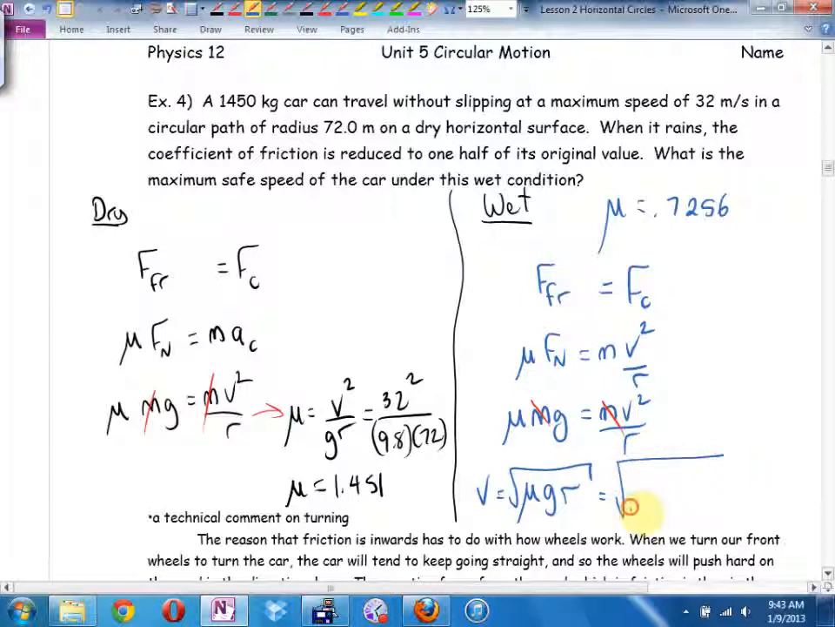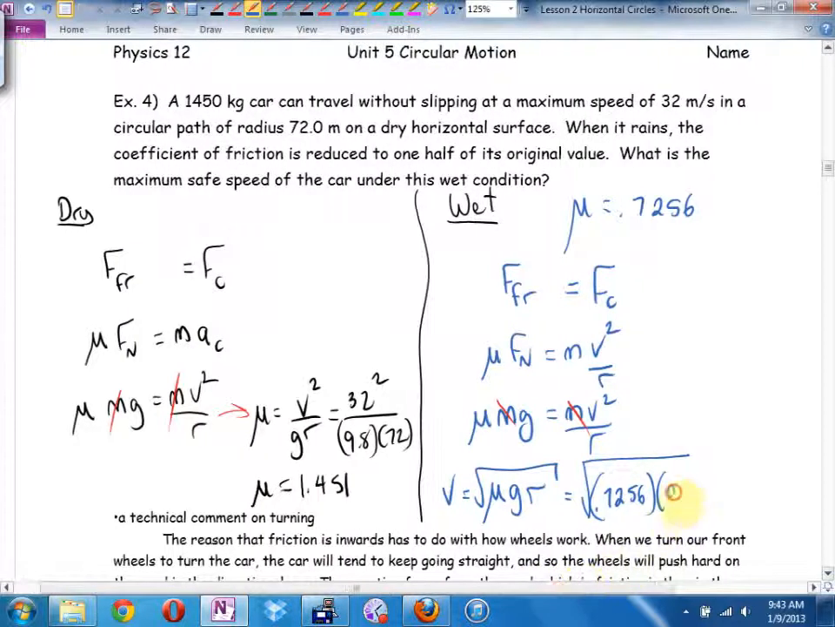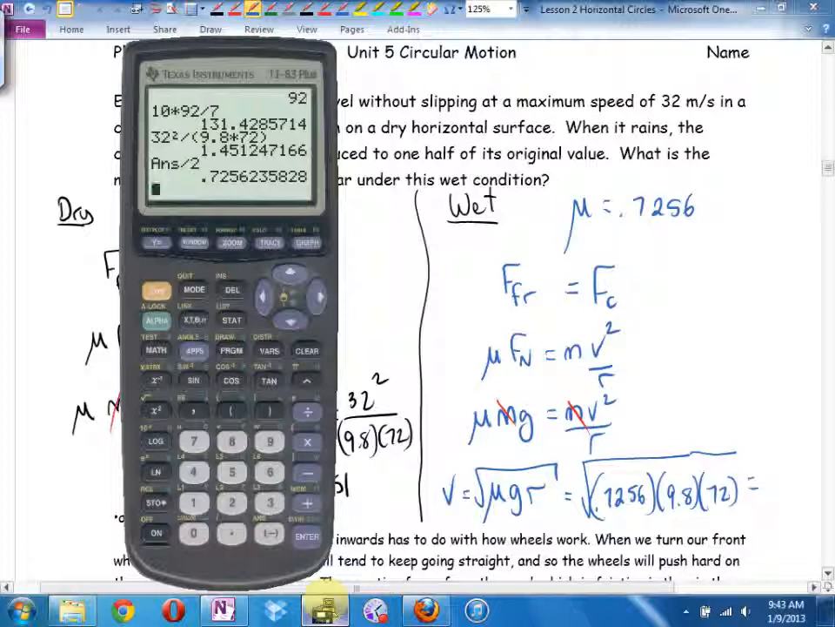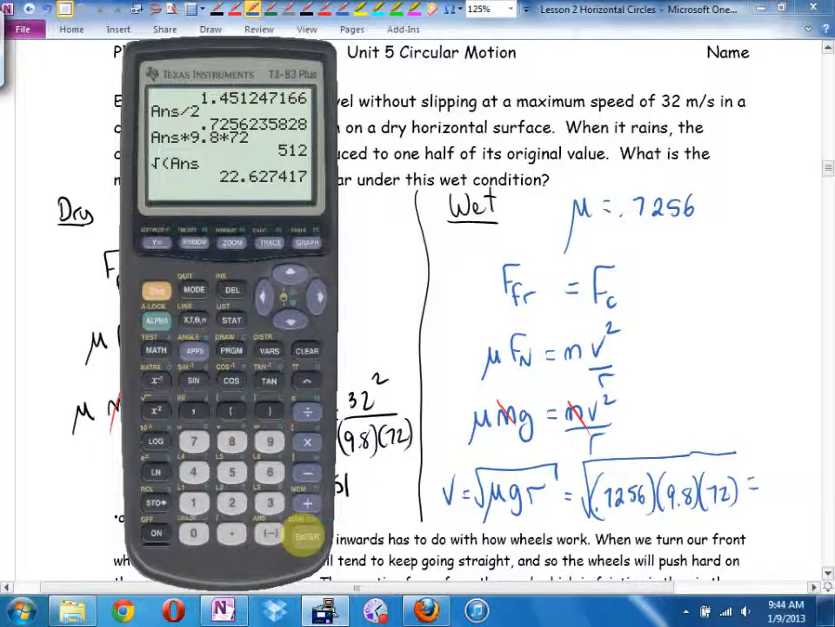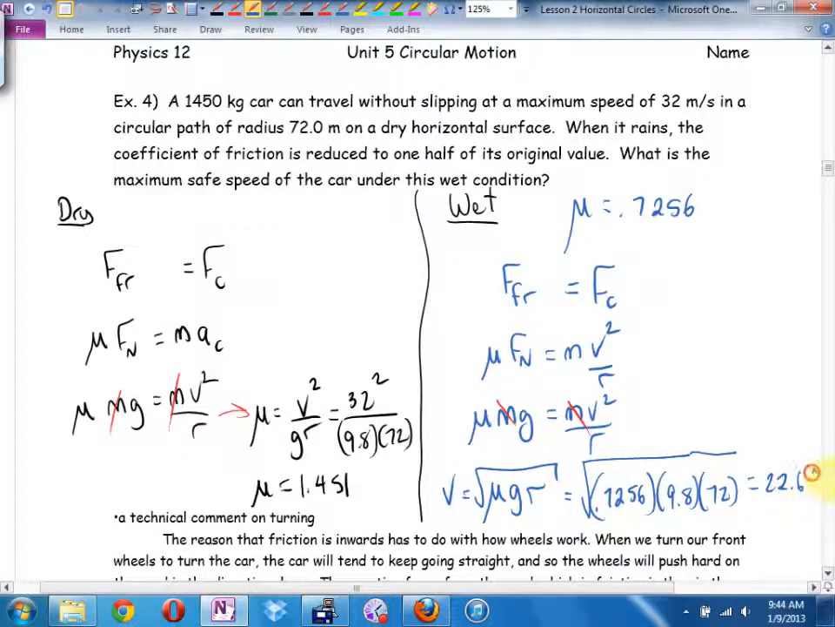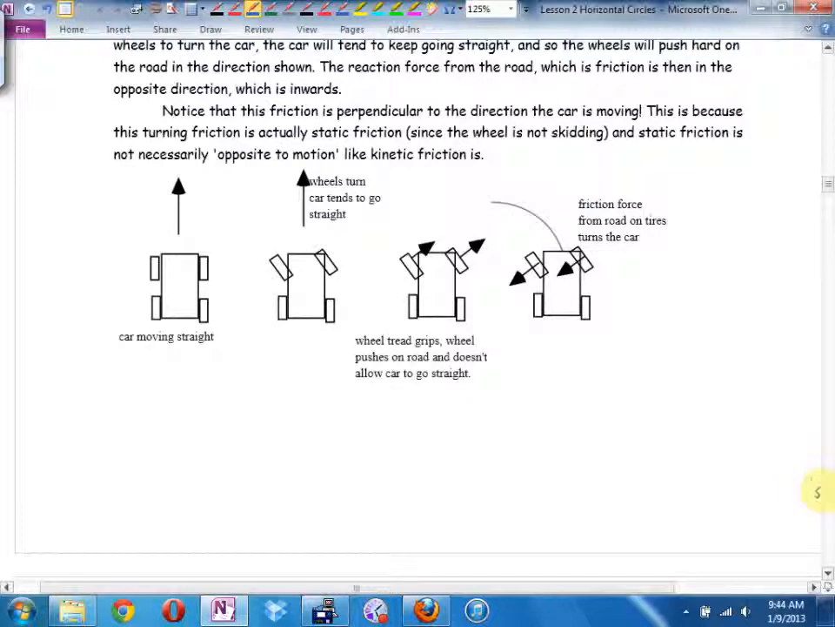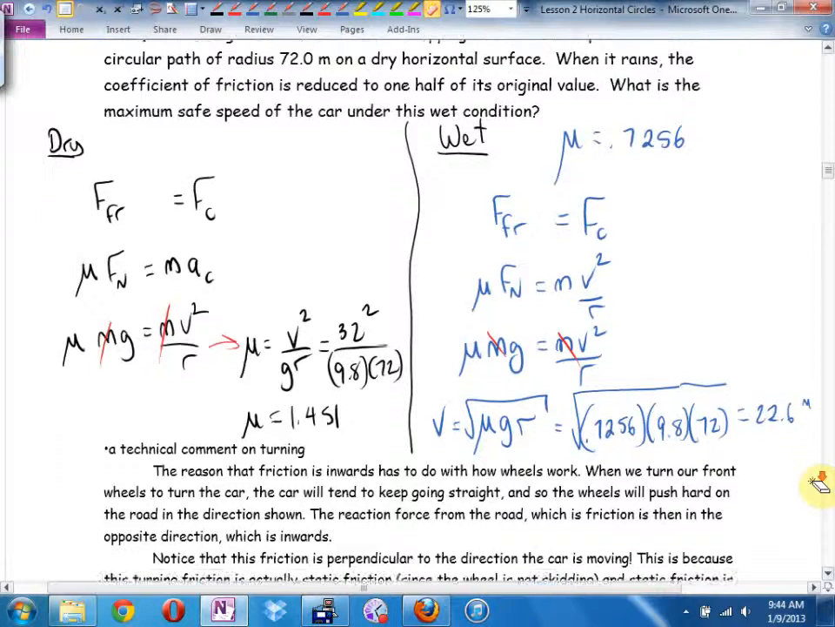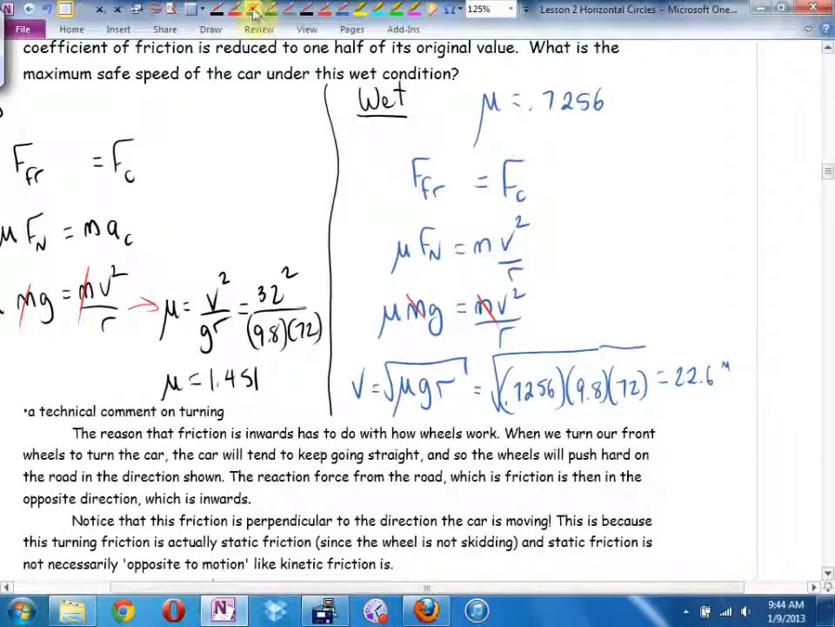The square root of 0.7256, 9.8, 72. How fast can we take this corner safely now? Oh, where did my data go? 22.6 meters per second.